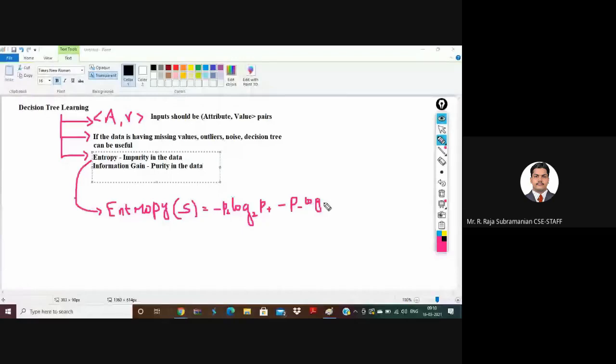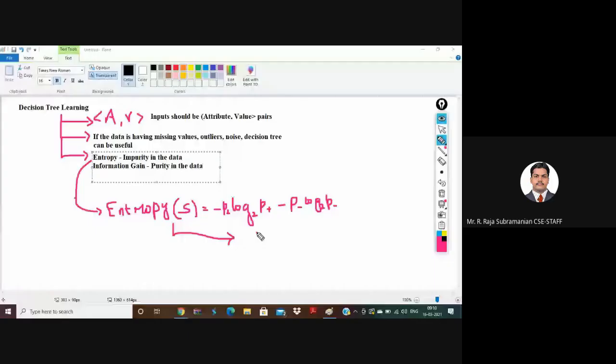And we know that entropy ranges from 0 to 1. A simple question: if all the data belong to either the positive class or the negative class, then what will be the entropy? That is, if I have a number of yes and a number of no, if all are yes and only positive data exists and there is no negative data, then what will be the entropy value? 0 or 1? Zero. Yes.